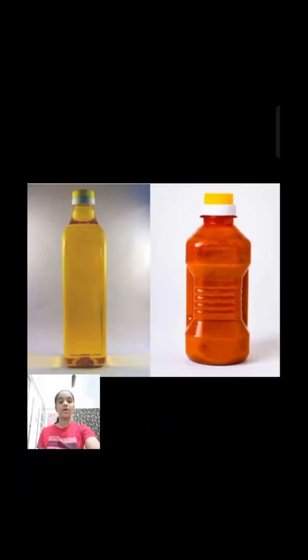Fourth, vegetable oils such as palm oil and groundnut oil are liquid at room temperature. Hydrogen is used to harden vegetable oil into vegetable ghee in the presence of nickel as a catalyst. This process is called hydrogenation of oils.